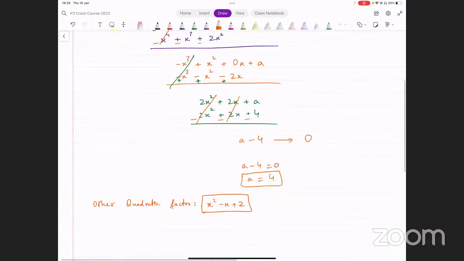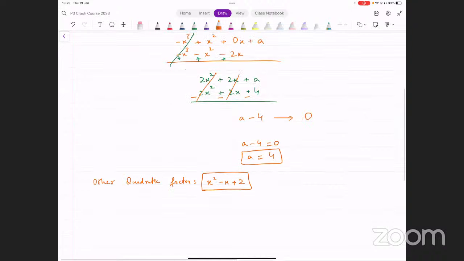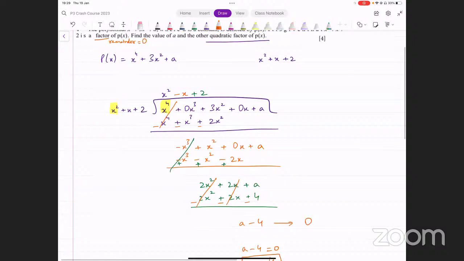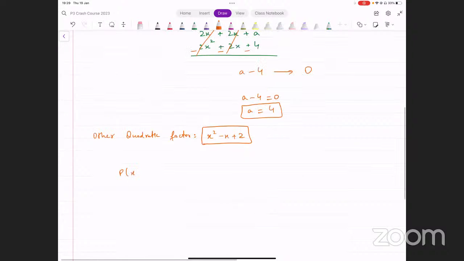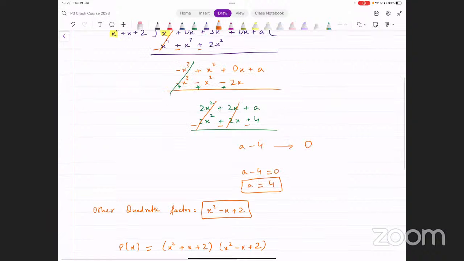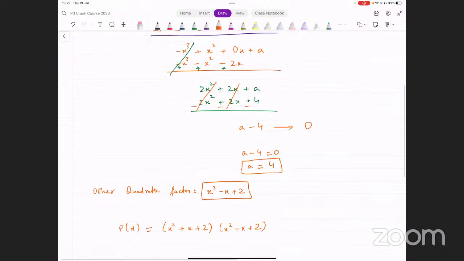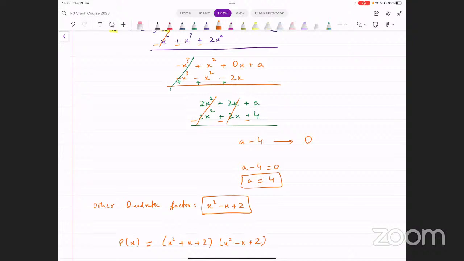Makes sense? So if we had to factorize this polynomial p of x, the factorized form of that polynomial would be x squared plus x plus 2 into x squared minus x plus 2. This is the factorized form of that polynomial. Makes sense to everyone? Any problems with this?